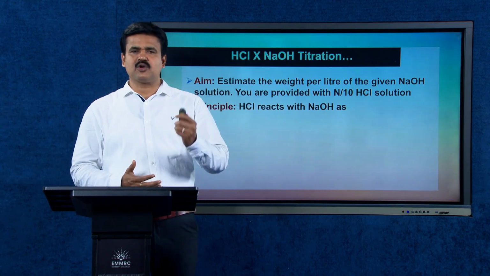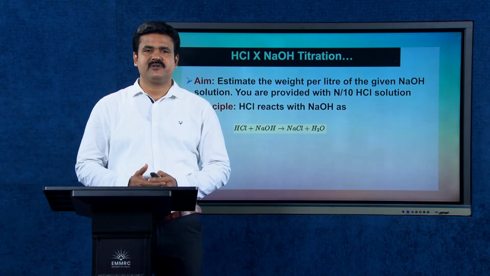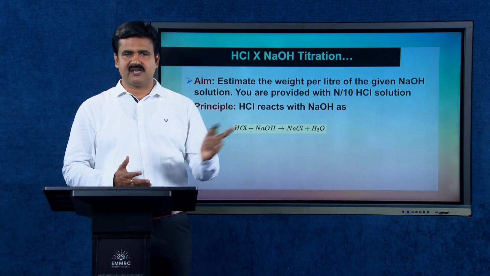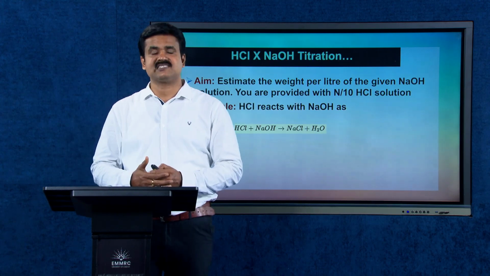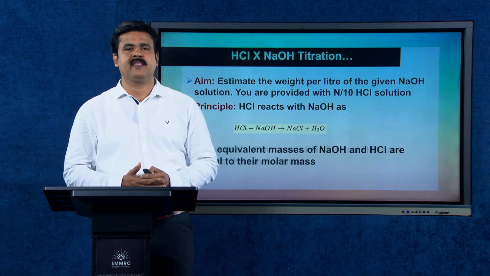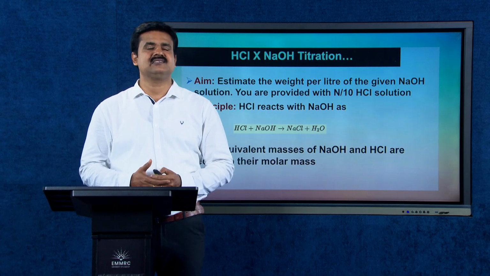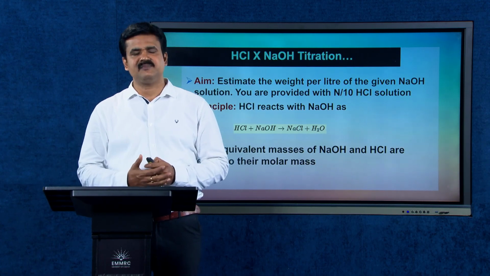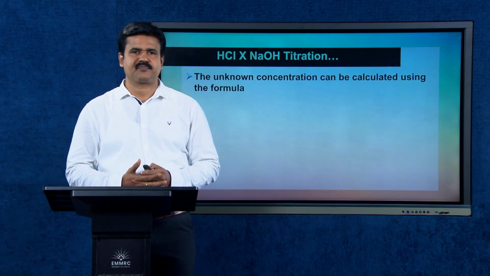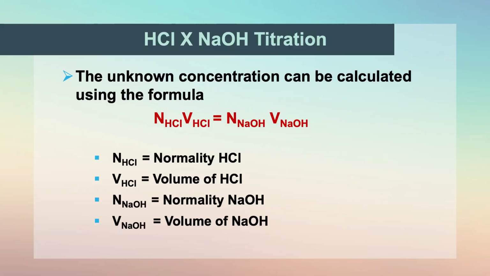Principle: hydrochloric acid reacts with sodium hydroxide as per this equation. HCl plus NaOH produces NaCl plus water. Here you can see the reaction between an acid and a base to produce salt and water. So, this is a clear-cut example for a neutralization reaction. The equivalent masses of NaOH and HCl are equal to their molar masses, and this principle is used for the estimation of sodium hydroxide. The unknown concentration can be calculated using the formula N_HCl × V_HCl = N_NaOH × V_NaOH.